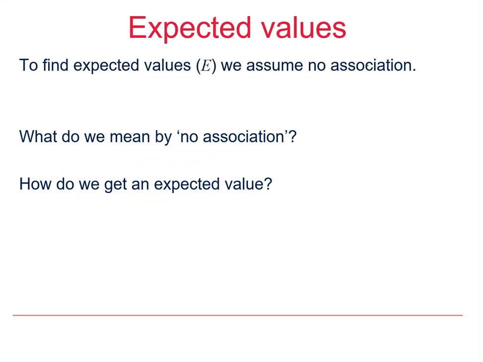Now, in order to find our expected frequencies, our expected values, we must assume no association between our two variables. So what do we mean by that? Well, we mean assuming that the two variables are independent. And that means in terms of how we get an expected value, we can use the rules that we know about probabilities and independent events.